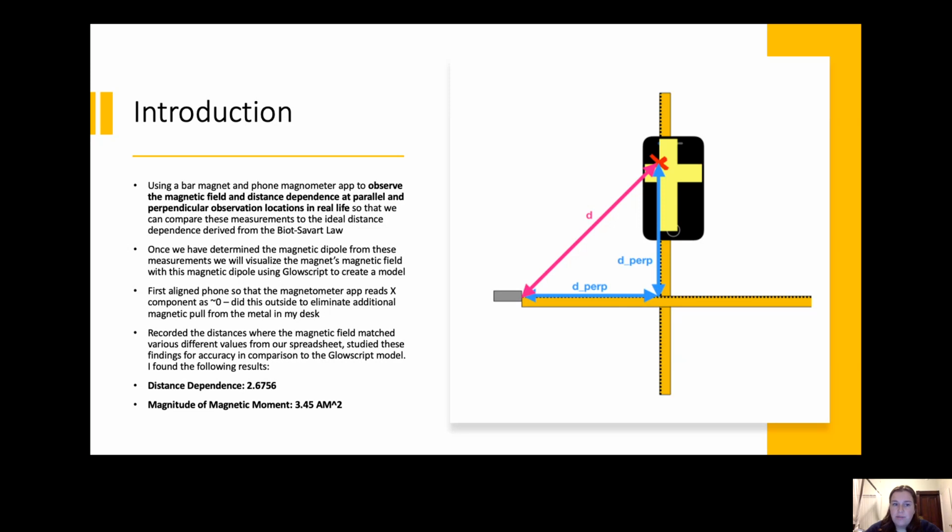To carry out this experiment, I first aligned the phone so that the magnetometer app read the x component as 0, and did this outside to eliminate additional magnetic pull, as when I initially was doing the experiment, the metal of my desk was creating a lot of distraction for the magnetometer app. I then recorded the distances where the magnetic field matched various different values from a spreadsheet and studied the findings for accuracy in comparison to the GlowScript model. I found the following results: a distance dependence of 2.6756 and a magnitude of magnetic moment of 3.45 A·m².